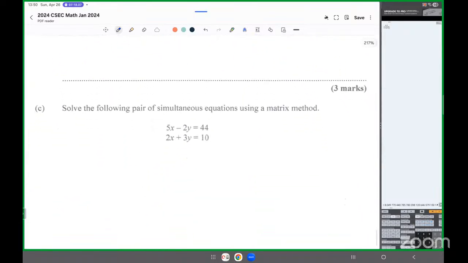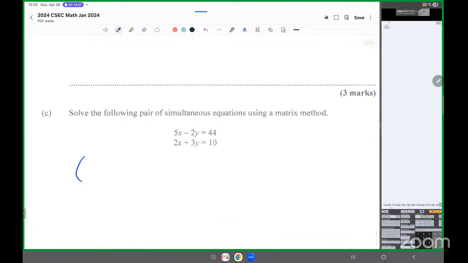Next one. So solve the simultaneous equation using the matrix method. If I write the matrix equation first, it's going to become a 2 by 2 matrix times the column matrix XY equal the column matrix with these values 44, 10. And the values coming here are the coefficients. So you have 5 and negative 2 up here, you have 2 and 3 down here. If you want to find the XY, you're going to put the inverse of this in front here.